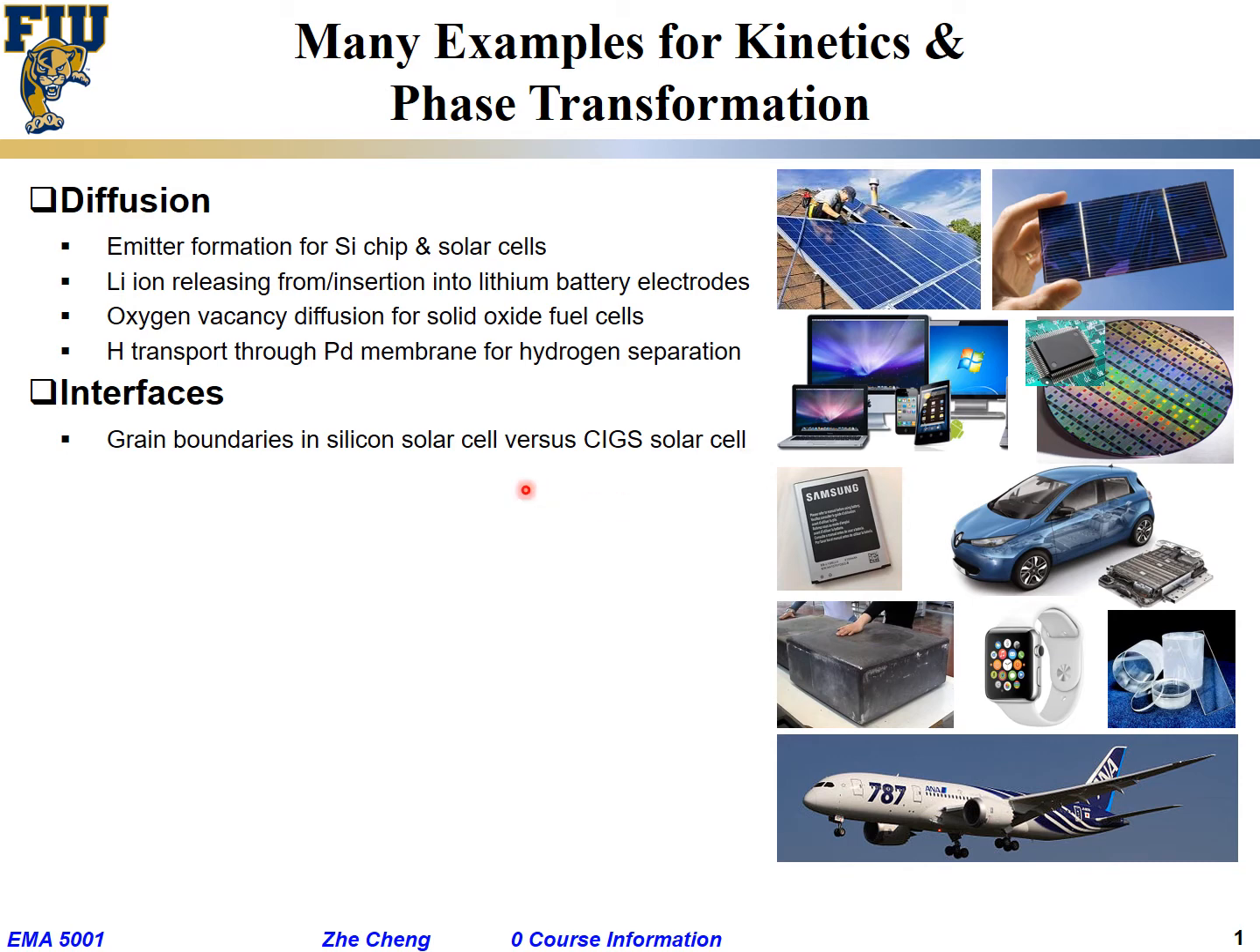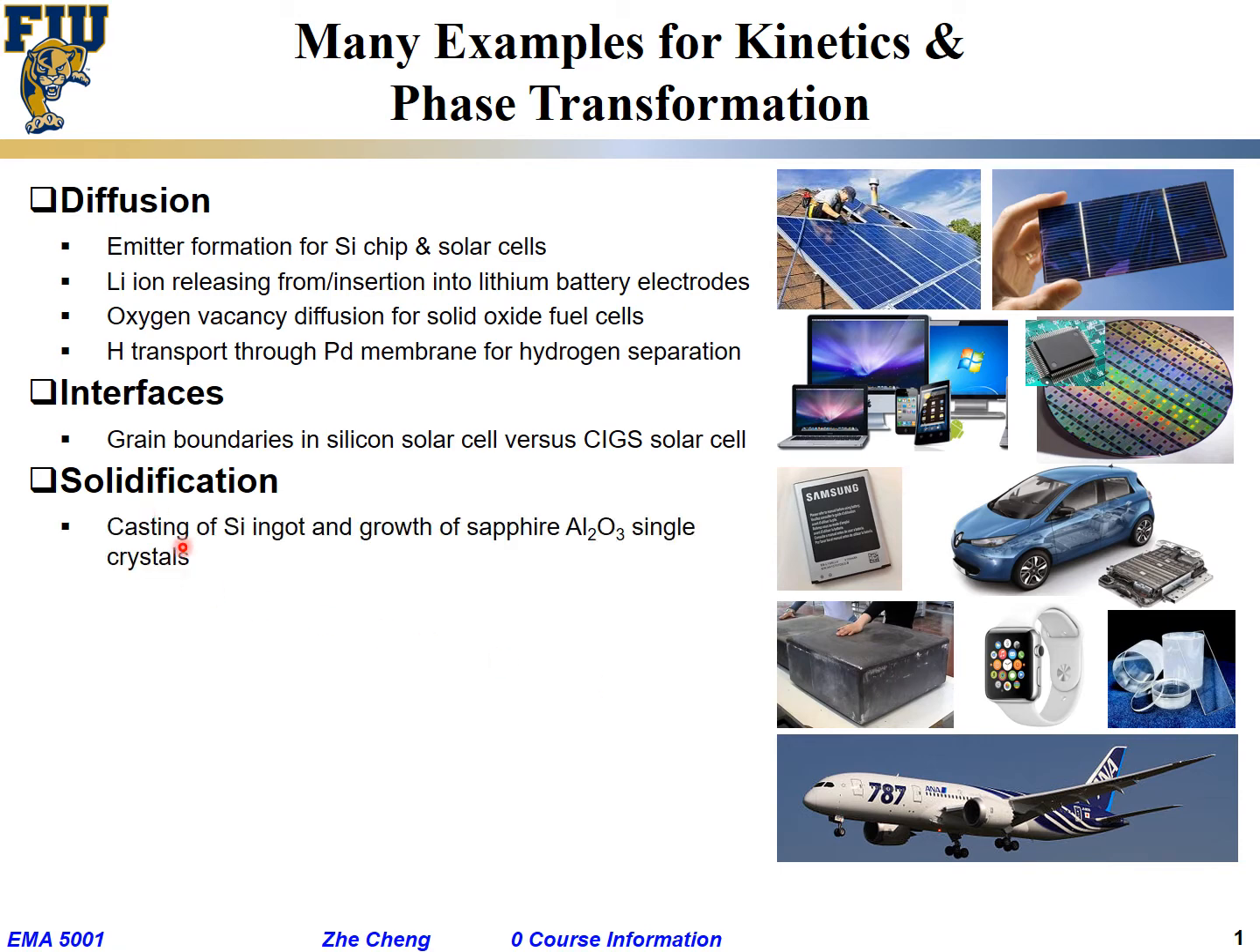Okay, so the interface is important. Solidification, as I said, is obtained from liquid. You're pouring liquid, you are solidifying, and in the process, you are controlling going from liquid to solid. You want to control the amount of grain boundaries in the solidification process. For this, what am I pointing at here?